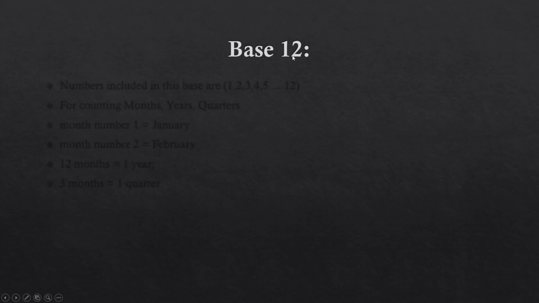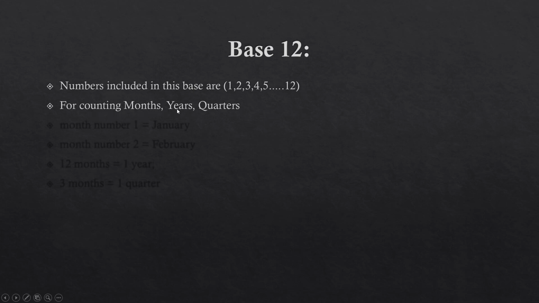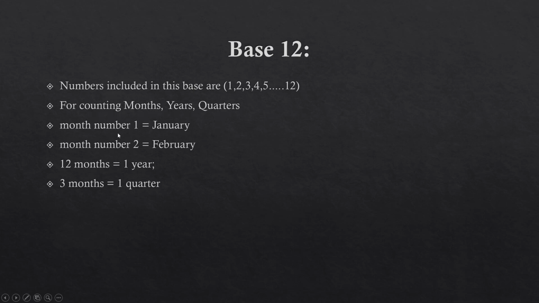Another base is base 12. Numbers included in this base are from 1 to 12. It is used for counting months, years, and quarters. For example, month number 1 is equal to January, number 2 equals February, and 12 months equal 1 year, 3 months equal 1 quarter.